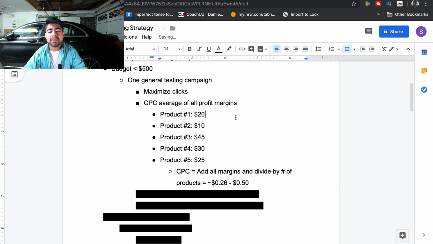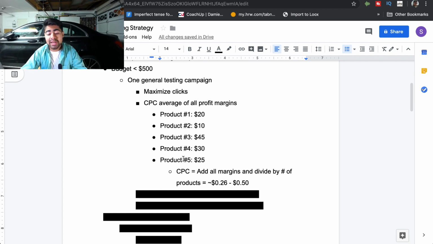So let's say, for example, on a specific store, I have 5 products. Product number 1 gives me a profit of $20 after all expenses, meaning I get the product on AliExpress for $20 and I sell it for $40. That leaves me with a profit margin of $20. Product number 2 gives me a profit of $10. Number 3 gives me $45. Number 4 gives me $30. And number 5 gives me $25.